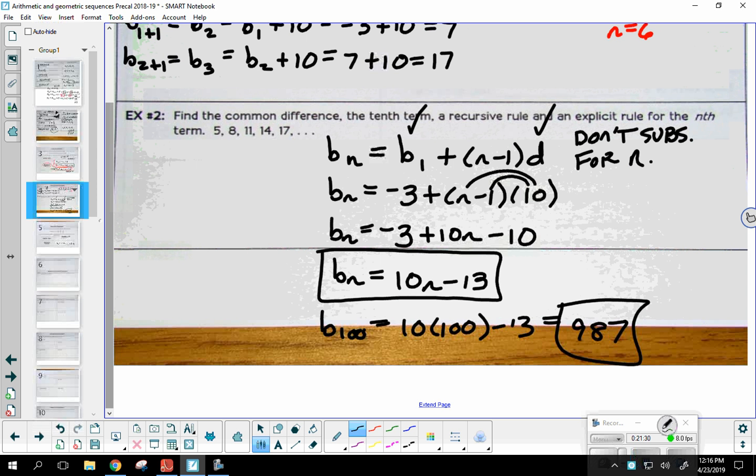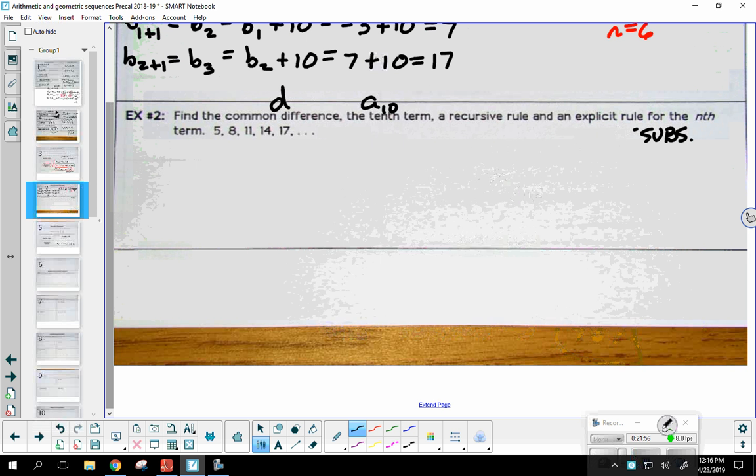Number 2. It says find the common difference. Remember, the common difference is d. We want the 10th term, so that would be a sub 10. I always revert back to a. You might even see in some textbooks or resources they use the variable u. Again, that doesn't change anything. We wanted a recursive rule and an explicit rule. So let's go ahead and start listing everything.